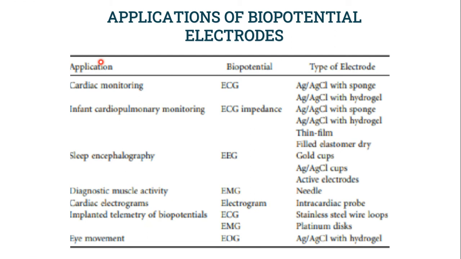These are some of the applications of biopotential electrodes: cardiac monitoring uses silver chloride electrodes; sleep encephalography, EEG, uses gold or silver chloride electrodes; and for eye movement, silver chloride with hydrogel. For most biopotential electrodes, a silver chloride electrode is used as the reference, which has a very good insulating capability and prevents patients from electric shock.